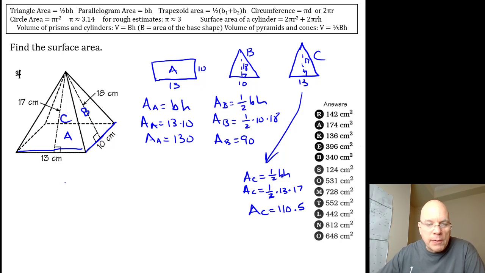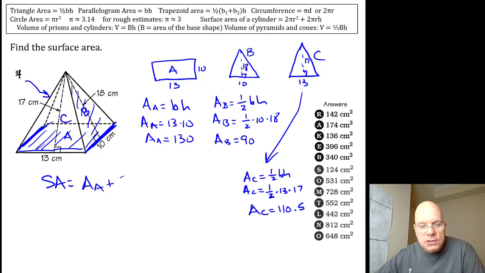Something interesting will happen when we write our surface area formula. We again only have one base. By definition, any pyramid would only have one base. But area B, there's one here and there's one over here. Because if this is a rectangle, this is a base of 10, this must be a base of 10. So I've got two area B's, and for the same reason, two area C's.